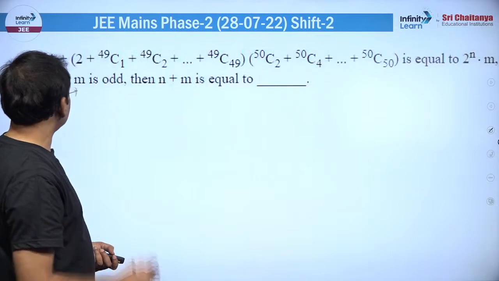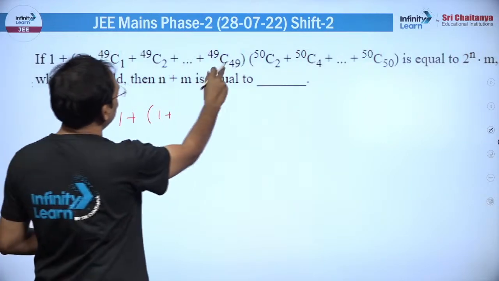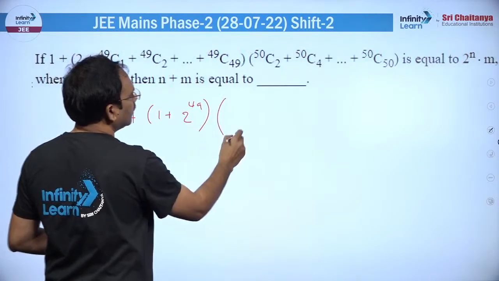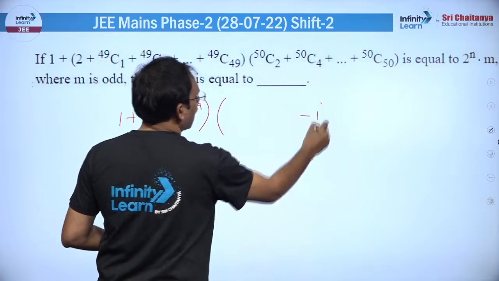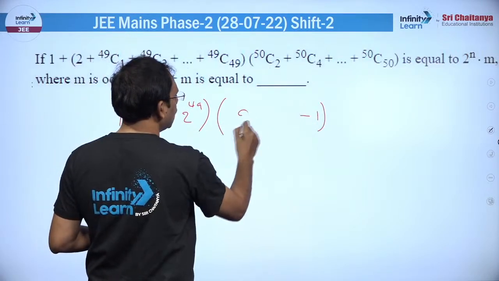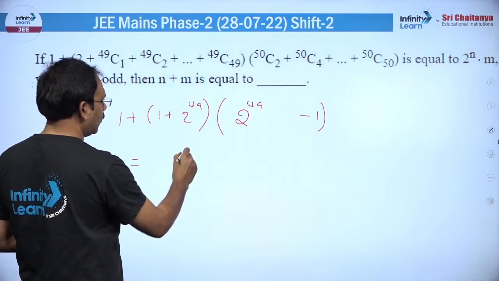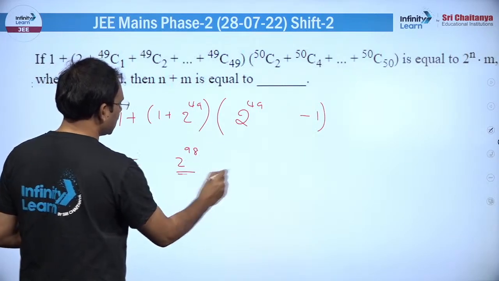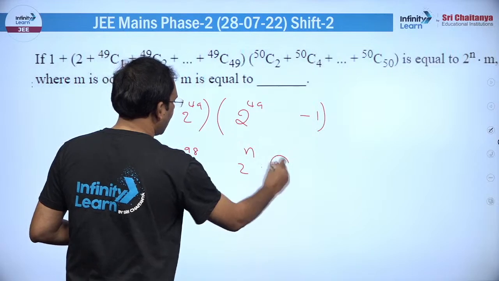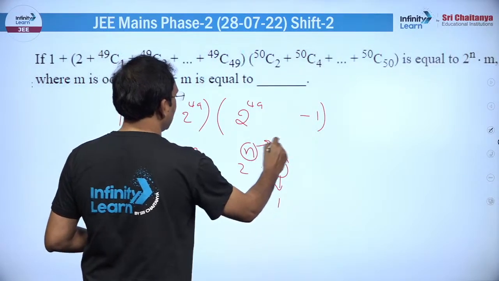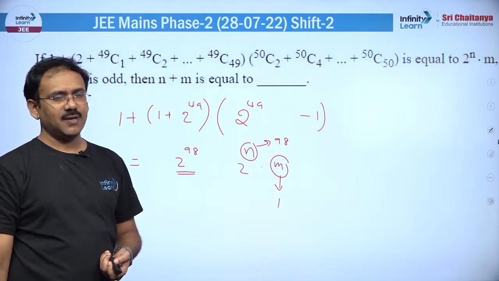Next, my dear friends, you see this question. This is 1 plus, if you separate 1, 49C0 to 49C49 means 2 power 49. Here 50C2, 50C4, means 50C0 is missing, so you add and subtract 1. This is only even suffixes, means 2 power 50 by 2, 2 power 49. This is 2 power 49 whole square, 2 power 98, minus 1 plus 1 gets cancelled. 2 power 98 is given as 2 power n into m. So m must be 1, n must be 98. Then n plus m is equal to 98 plus 1, 99 is the answer.